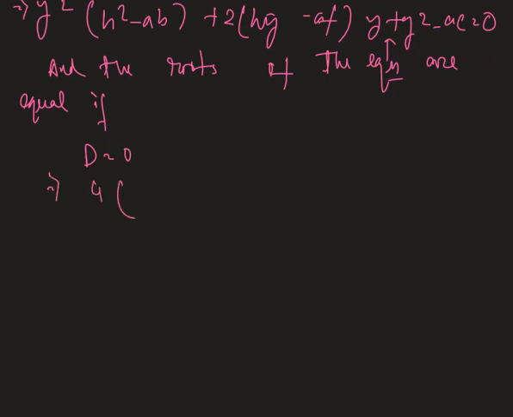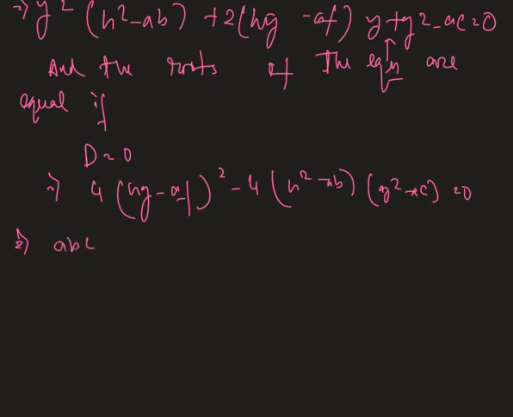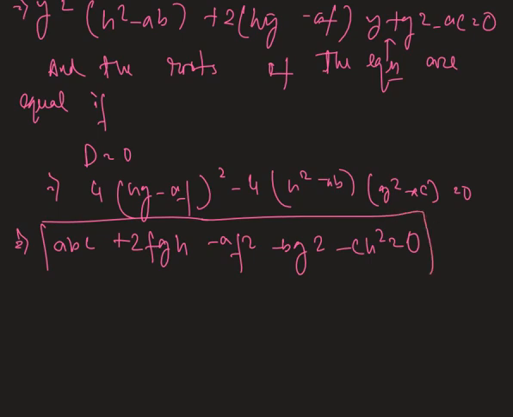Therefore, we get 4 multiplied by (hg minus af) whole square minus 4 into (h square minus ab) multiplied by (g square minus ac) is equal to 0. And this implies abc plus 2fgh minus af square minus bg square minus ch square is equal to 0. So this is the required condition.